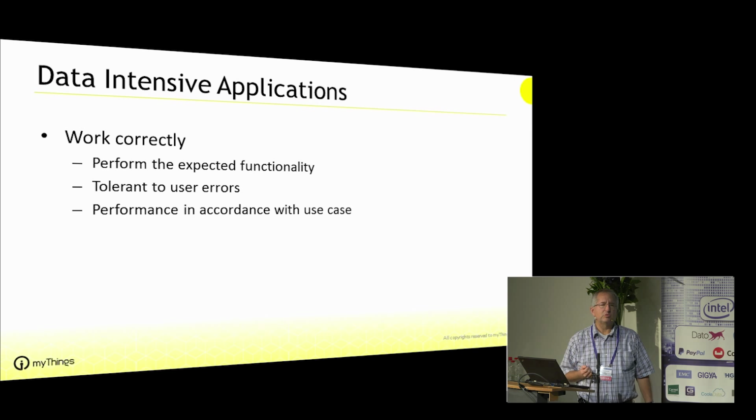First, we want them to work correctly. And by correctly, we mean that they should perform the expected functionality. I mean, there is a functionality the user is expecting it to work and do a certain function, and we want it to do it in the right way. Second, it should be tolerant to user errors. So we don't want the application to just fail if the user is entering invalid input or something like this; we want it to continue to work. And we also expect it to provide decent performance, in accordance with the use case.